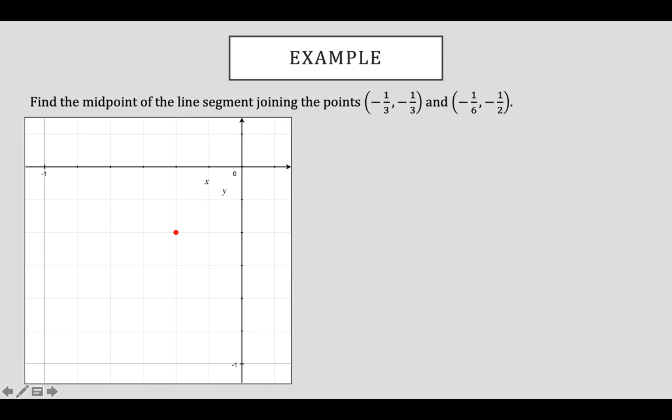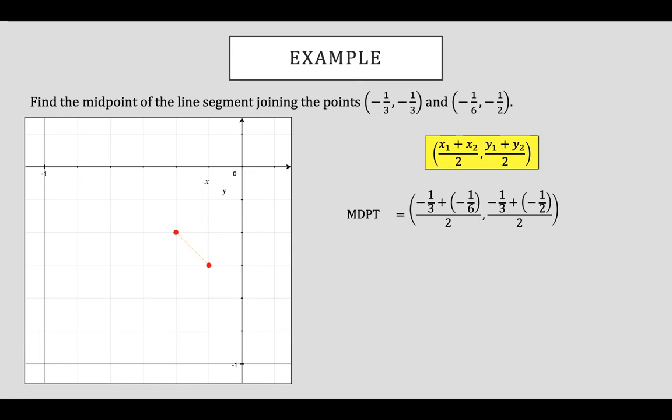There we have negative 1/3, negative 1/3. Notice the scaling that I have here on our coordinate plane, and negative 1/6, negative 1/2. There is our line segment. To find the midpoint, we use our midpoint formula. Again, the average of the x-coordinates and the average of the y-coordinates. That gives us (negative 1/3 plus negative 1/6) over 2, (negative 1/3 plus negative 1/2) over 2.